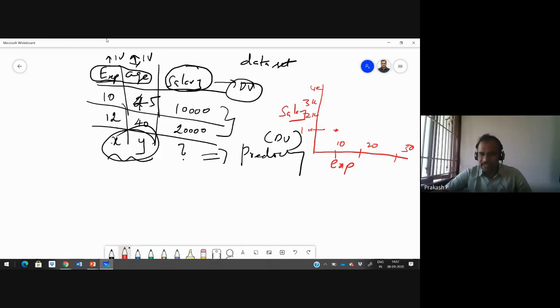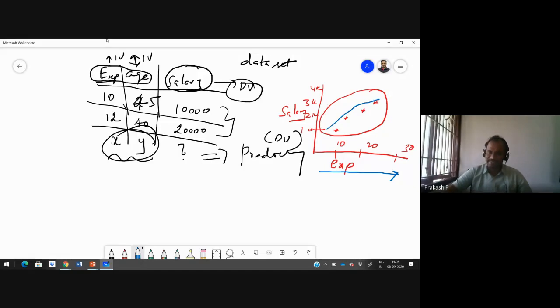Sorry, 10 years of experience. For 15 years of experience, my salary is 2K. 20 years of experience, my salary is 3K, 4K. Like that, we are able to get the data if you draw it in a scatter plot. So from this, what can I visualize? Any observation? Whenever there is an increase in experience, there is a possibility that my salary increases.